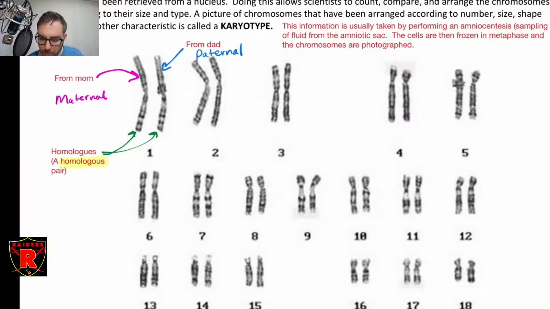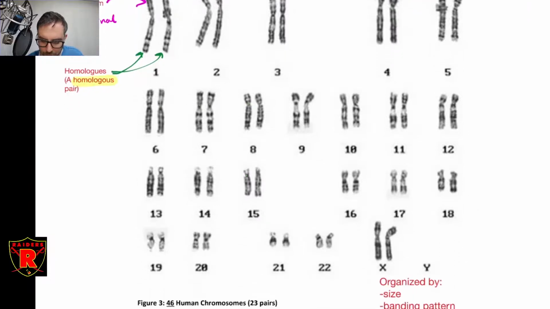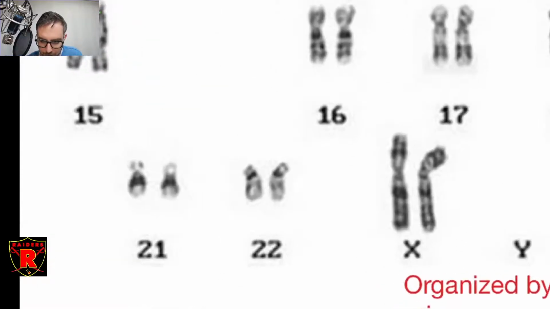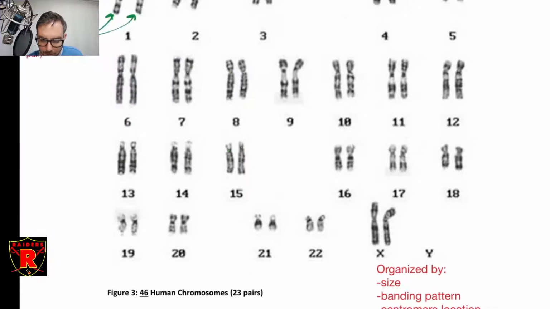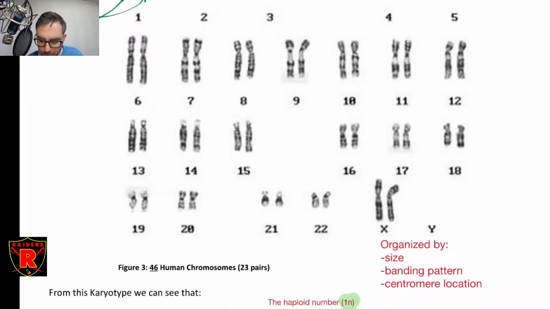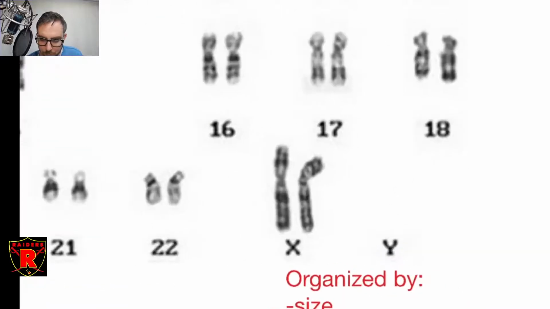So here are all the homologous pairs for humans, and you'll notice that the very smallest one here at the end is number 22, although technically it has slightly more genes than 21. And then the last one are the sex chromosomes. And this is going to be different depending on if you're a male or a female. If you are male, you're going to have an X chromosome and a Y chromosome at the end. The Y chromosome is not shown in this picture, but it's a little tiny guy. It's just a little funny shaped one.